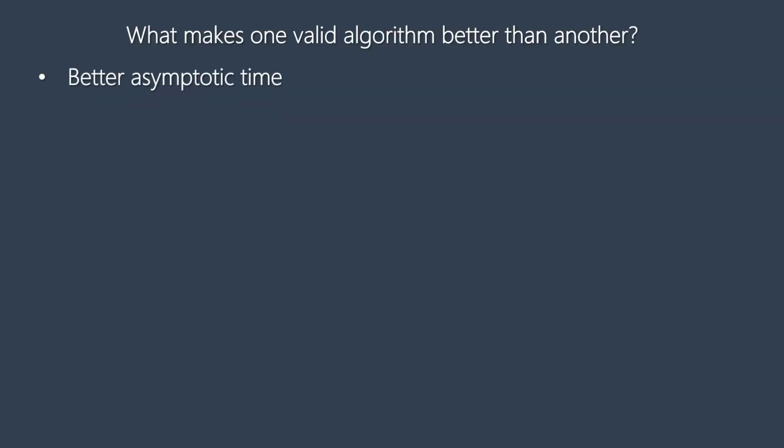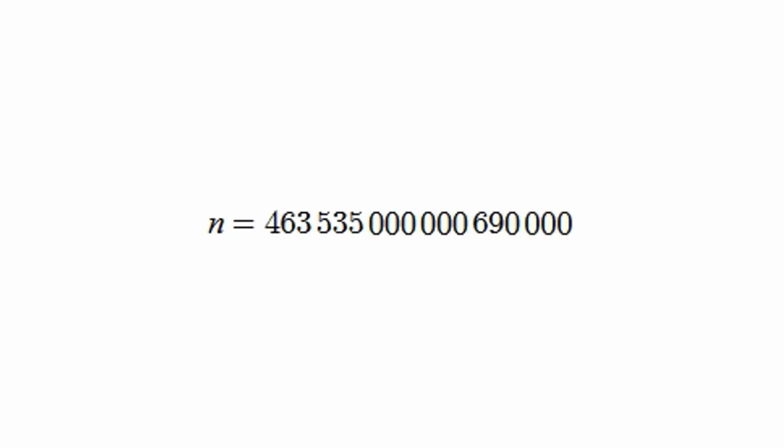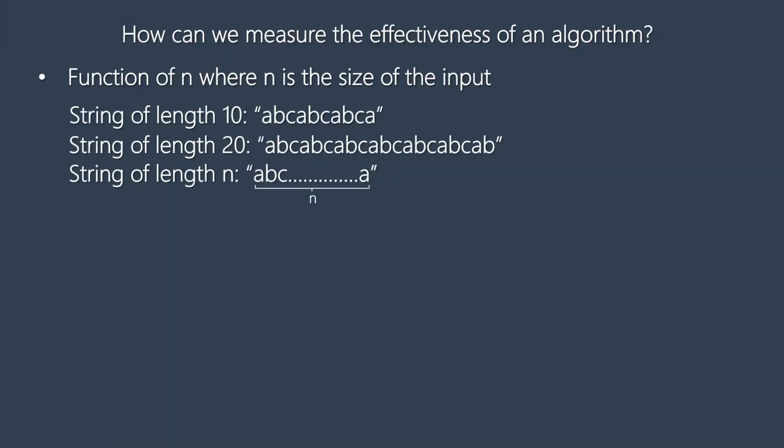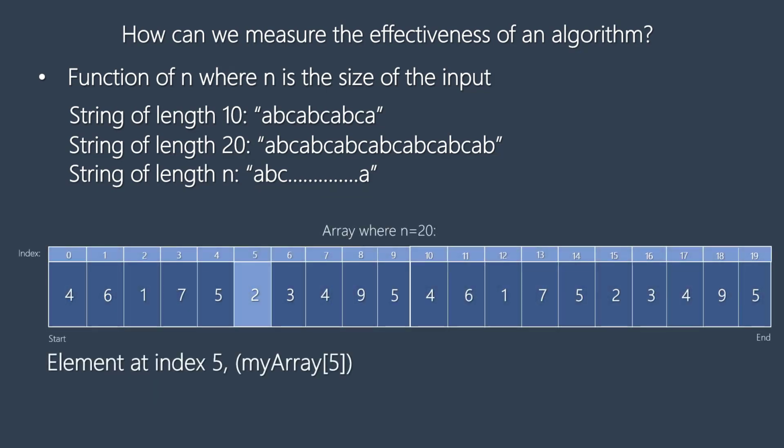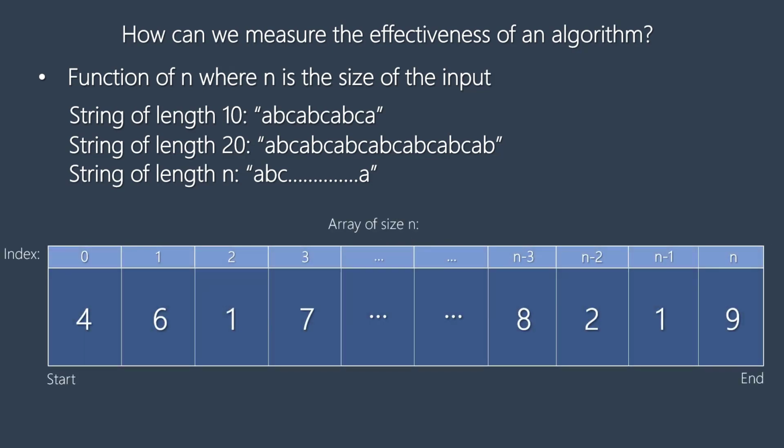Asymptotic running time represents how many elementary operations are performed with respect to the input dataset of size n for a very, very large number n. To give you an idea of what this might look like, here we have a string of length 10, 20 and n for a very large number n. Another commonly used data type in computer science is an array. We reference the elements of the array via the index, which starts at 0. Having seen an array of size 20, an arbitrarily large array of size n would look something like this.